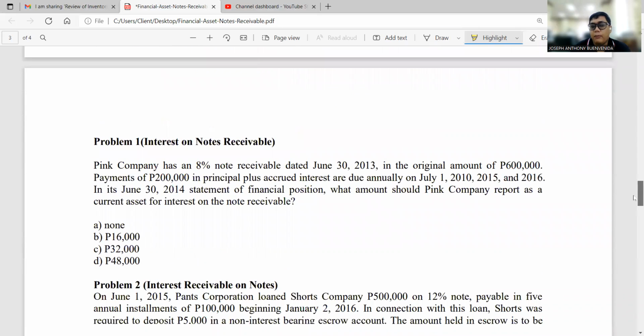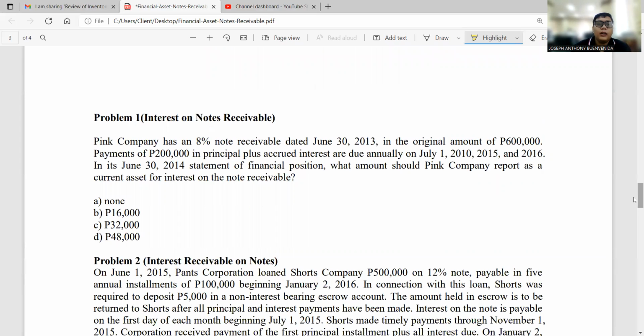Let's proceed to the problem. Problem number 1. Pink Company has an 8% note receivable dated June 30, 2013, in the original amount of 600,000, payable 200,000 in principal plus accrued interest due annually on July 1, 2014, 2015, and 2016. In its June 30, 2014 statement of financial position, what amount should Pink Company report as a current asset for interest on the notes receivable?